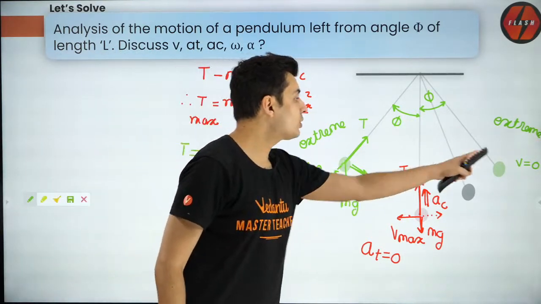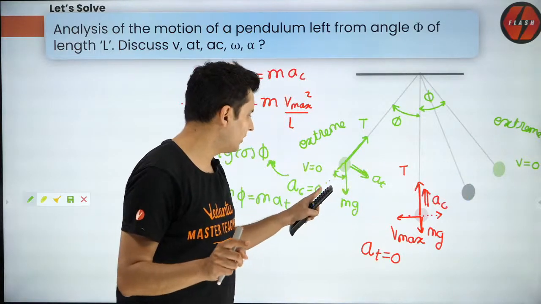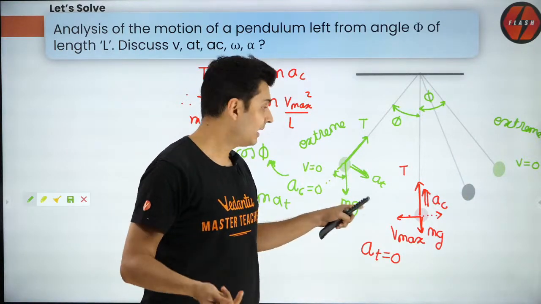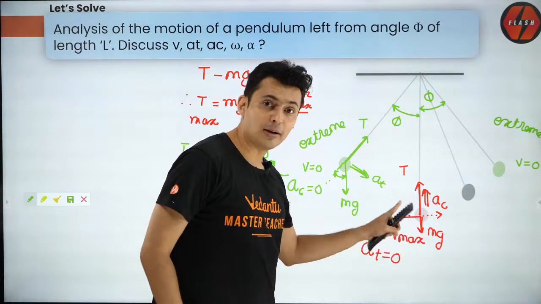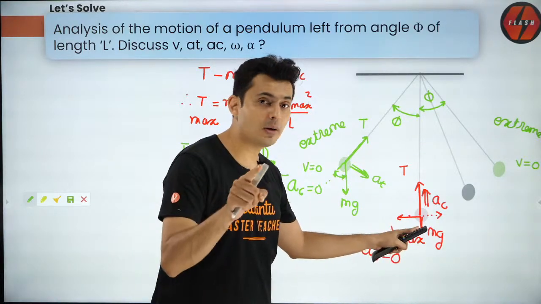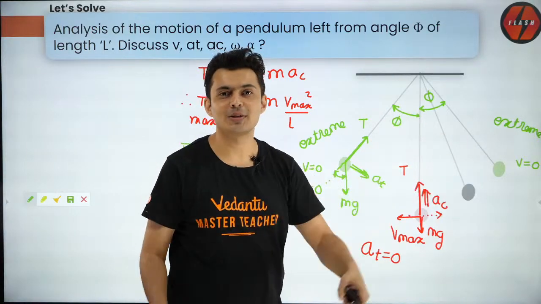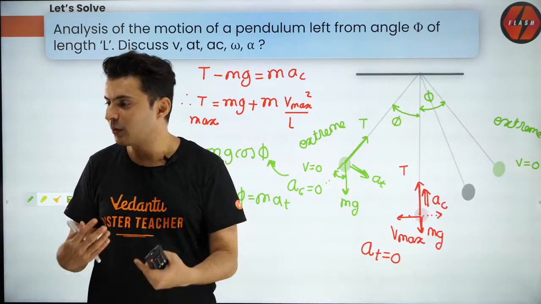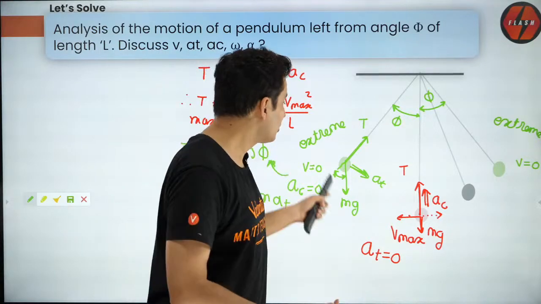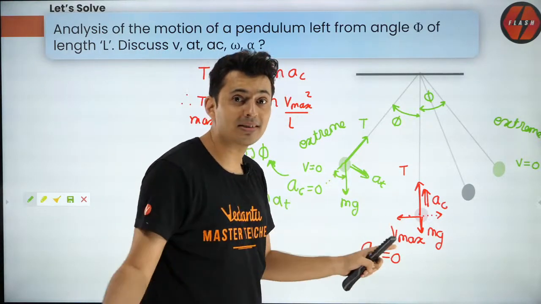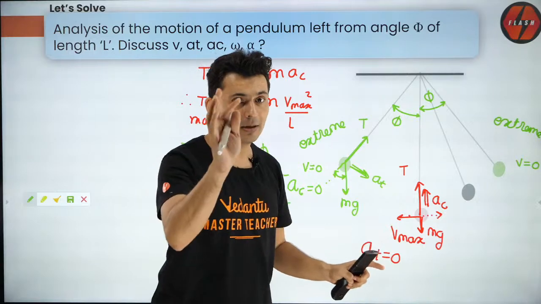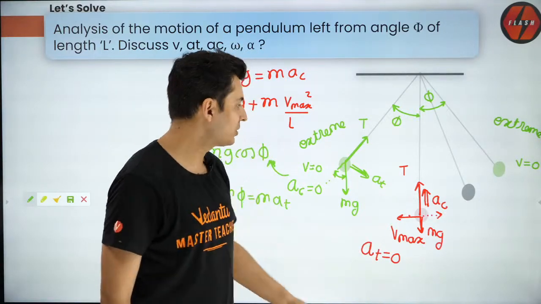So at the extreme positions, what is 0? Centripetal. What is there? Tangential. At the bottommost point, what is 0? Tangential. What is there? Centripetal. That's how this works. So it's a very interesting problem. A lot of questions come on this in JEE Advanced and Mains. Let me tell you in advance.